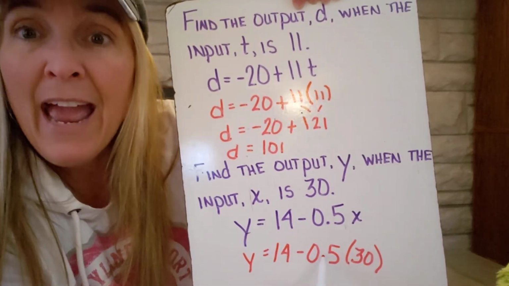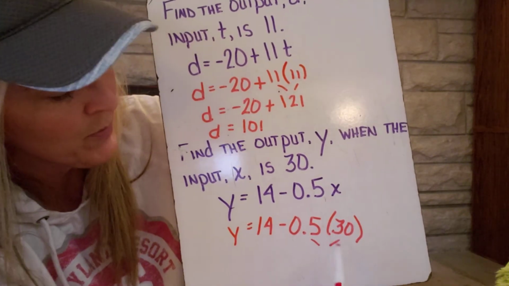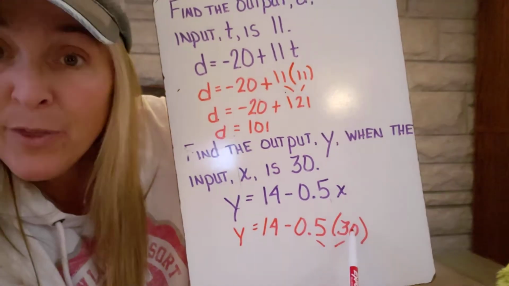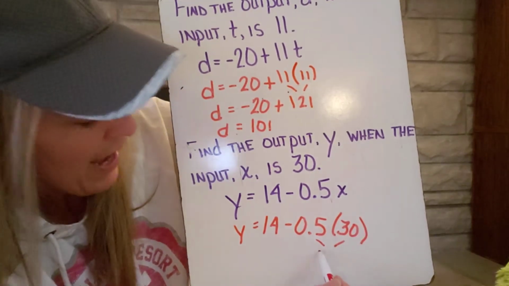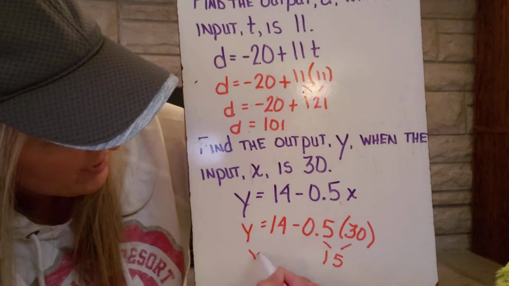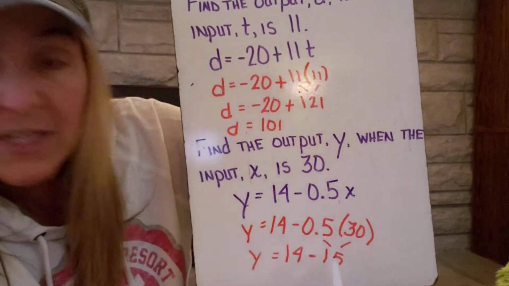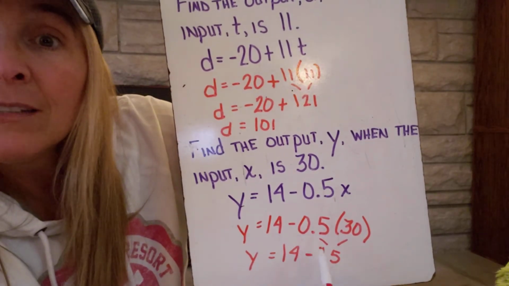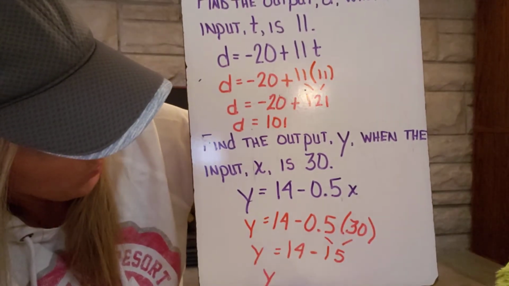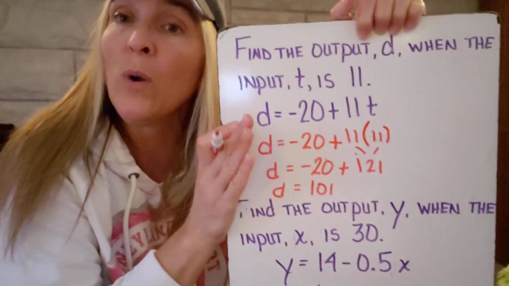So if you take half of 30, again, we're following PEMDAS, so we're taking care of our multiplication first. Half of 30 is 15. You don't have to multiply it out. Think about what that means. And Y is going to equal 14 minus 15. 14 minus 15 means Y is equal to negative 1. So these are the first type of problems that you will see.